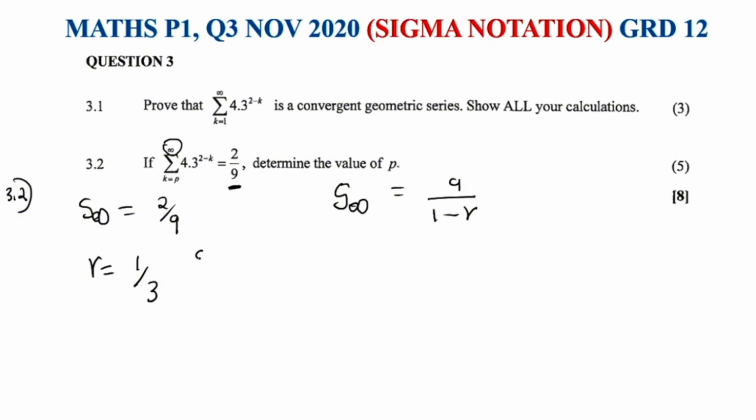The first term in this case would be a. It's equal to 4 over 3 to the power of 2 minus p, because we're starting at p there. So that's our value of a. So we can come to our equation and substitute all these things together so that we are able to find the value of p.